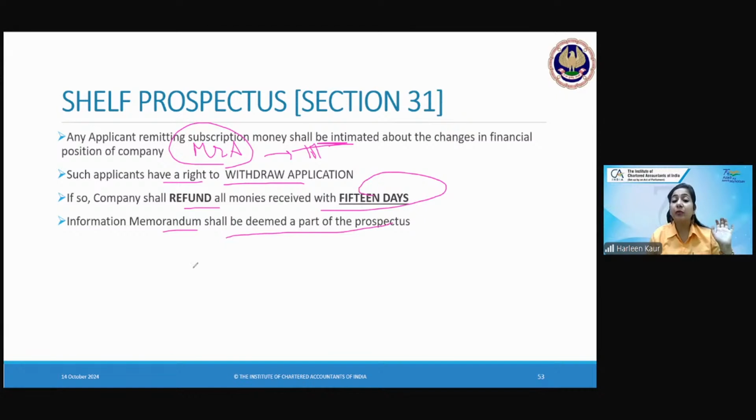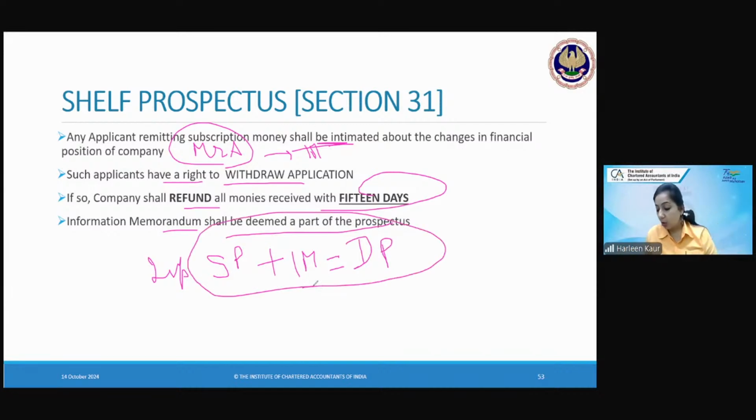Information memorandum shall deem to be part of prospectus. Very important point you have to remember. Shelf prospectus along with the information memorandum shall deem to be the prospectus. Write it down in your notes. Shelf prospectus along with the information memorandum.